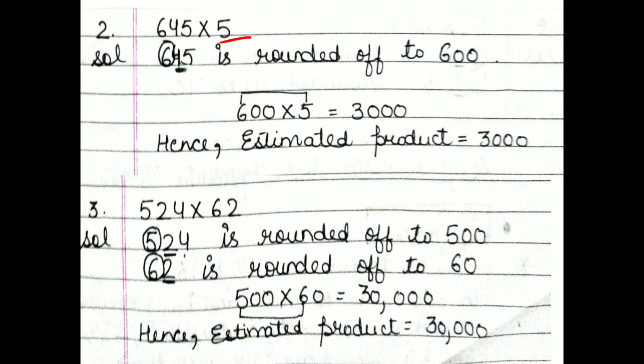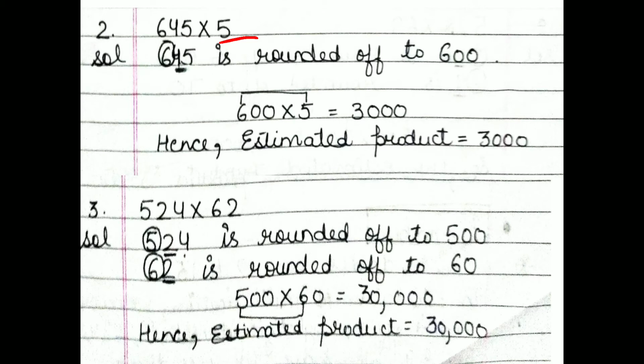Now the second digit is 5. As I told you, if there is only one digit present, we will not round off. Clear? So 5 will come as it is. So you multiply this 600 with 5. What answer comes? 6 fives are 30. And there are 2 zeros, so we put 2 zeros. So the answer is 3000. Then you write estimated product. Estimated product is 3000.